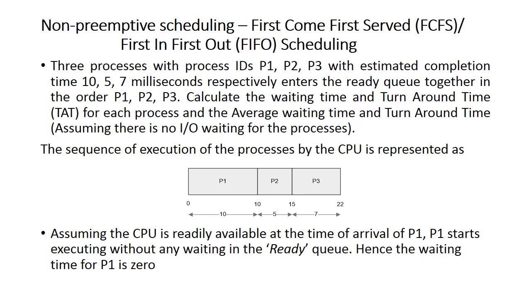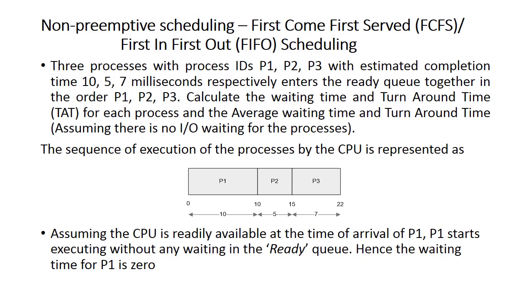The sequence of execution of the processes by the CPU is represented as P1, P2, P3. So there are three processes with the process IDs P1, P2, P3. They enter the ready queue in the order P1, P2, P3. So we have to calculate now the average waiting time and average turnaround time.